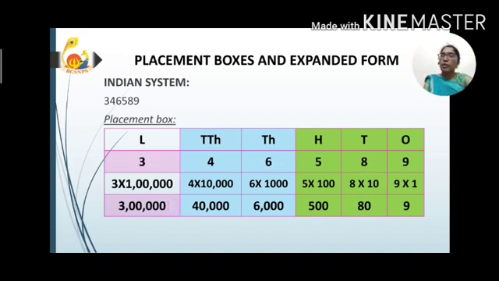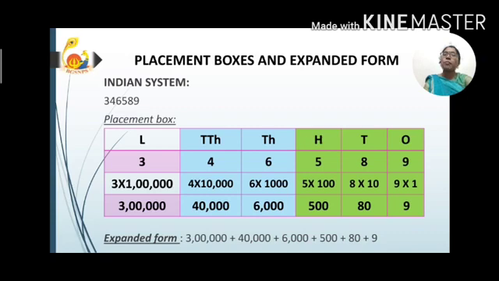Now, you have written the place values. First step, drawing the placement box and writing the digits of the number under each place. What is the second step? Writing the place values. Now, how to write the expanded form? This one, children. This is the expanded form. Writing the plus symbol in between: 3,40,000 plus 6,000 plus 500 plus 80 plus 9. You just have to write the plus symbol. Okay, that's it. So this is regarding the Indian system expanded form.